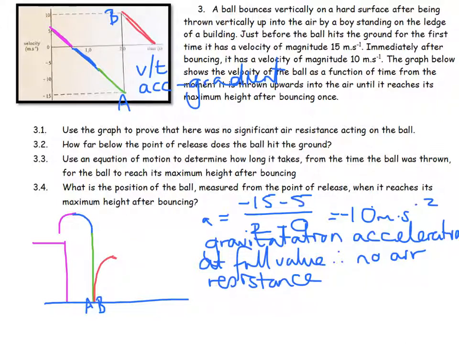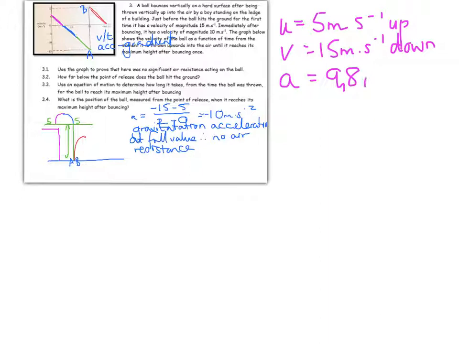How far below the point of release does the ball hit the ground? So now we are interested in this height over here with the green. We do know that if it went up into the air at 5, it would have come down to there at 5 as well. I can also use my equations of motion very carefully and set up an equation of motion. So let's go. My initial velocity at the very start of this motion is 5 meters per second up. By the time it's at the bottom of the ledge, I'm talking about this point over here, it is going at 15 meters per second down. Acceleration is 9,8 meters per second squared down.